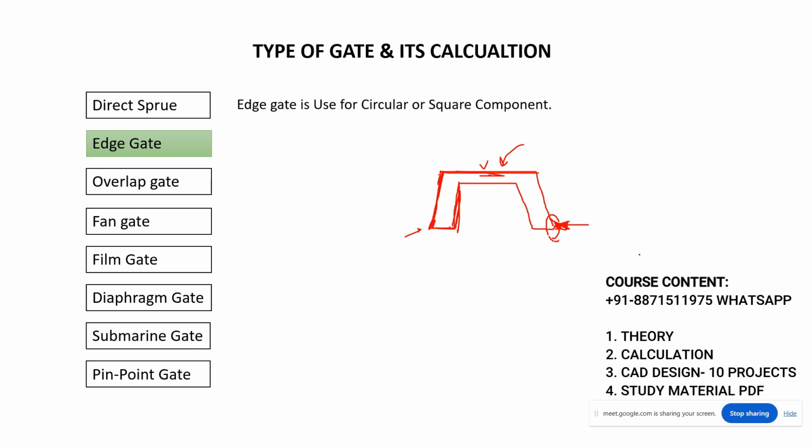If this is a single cavity mold, and the customer says you will not take the gate point here, then you have to take another approach. For example, you have a component like this, so you have to prepare the gating system like this. This is the sprue, and you have to take the nut like this, and prepare the gate like this.